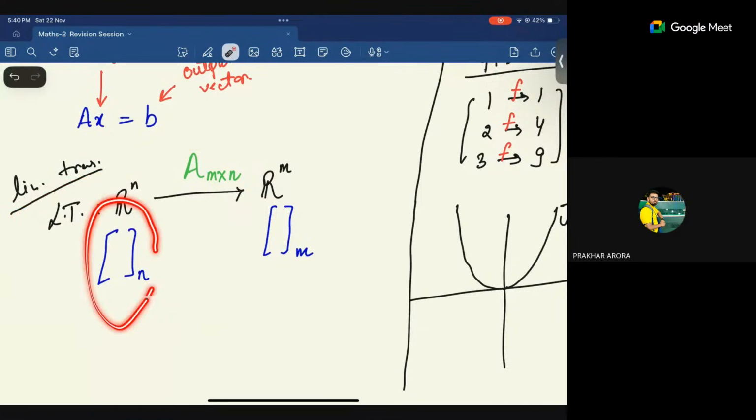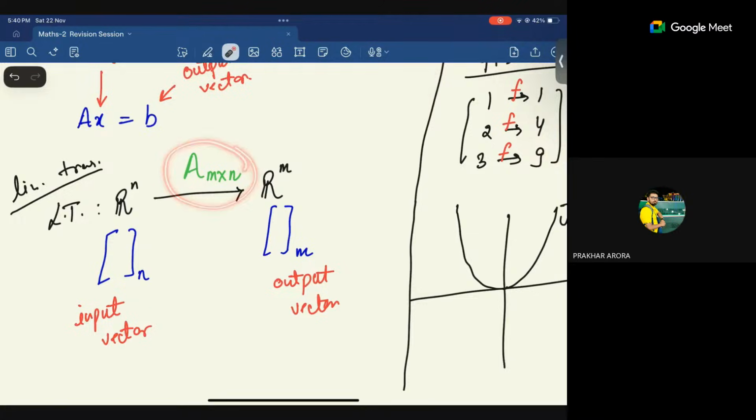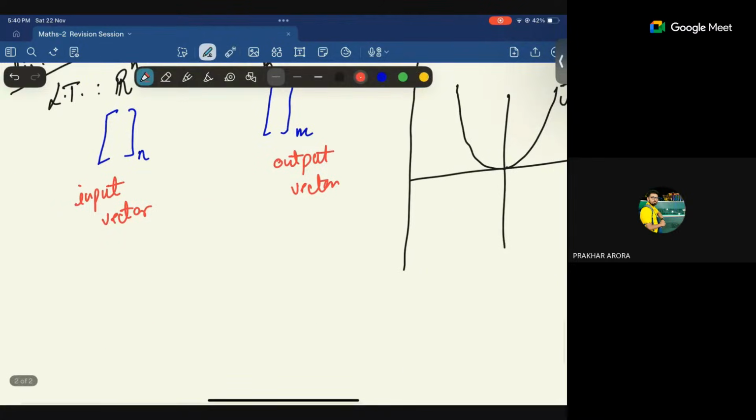We have a vector here, an input vector, and this gets converted into an output vector when we use a matrix. So this is my matrix here. Let's make it a 3 cross 2 matrix.